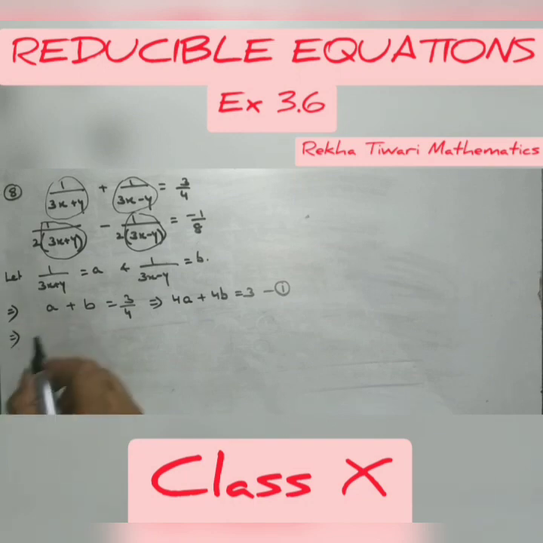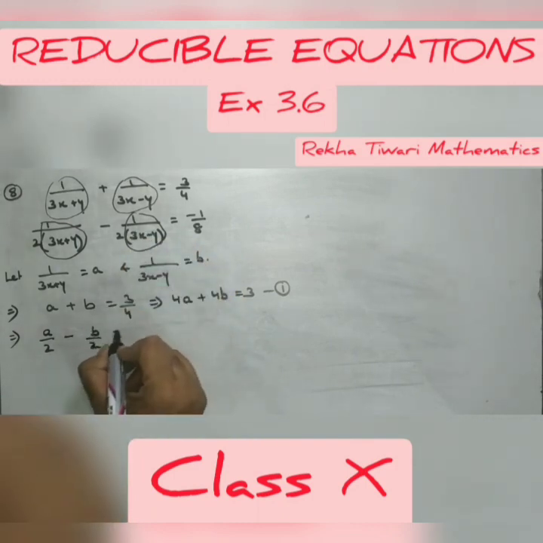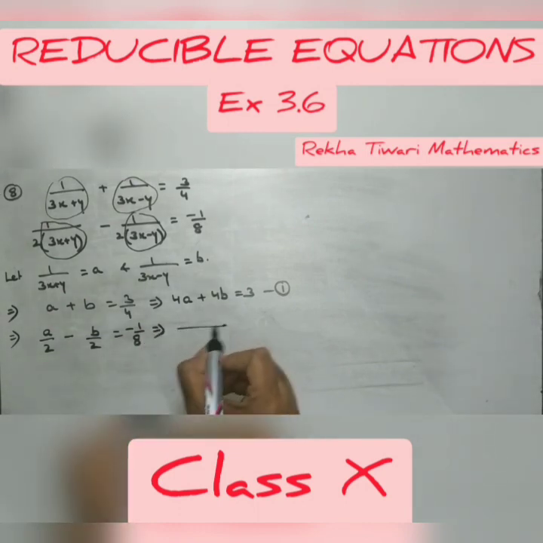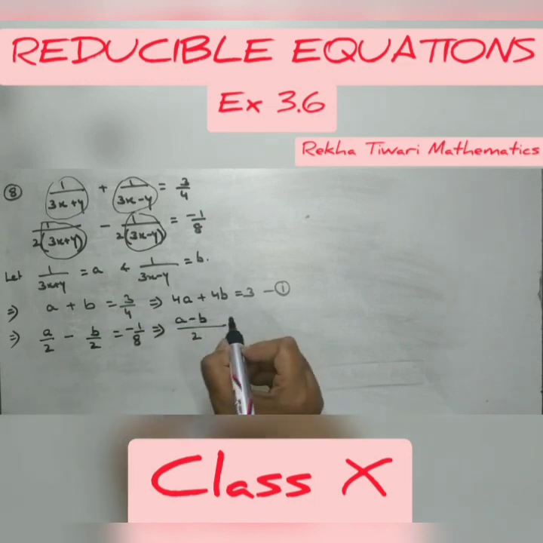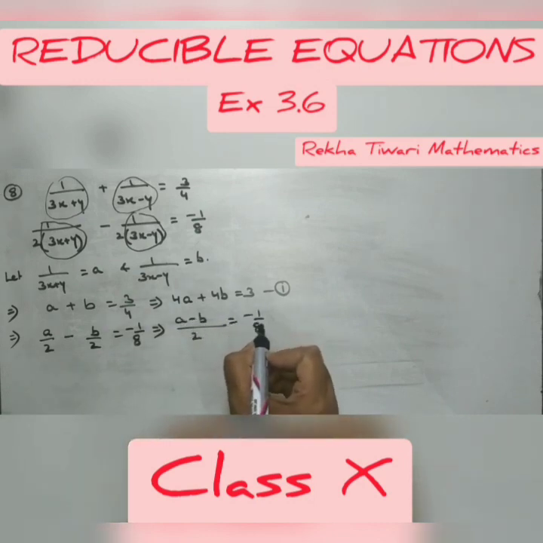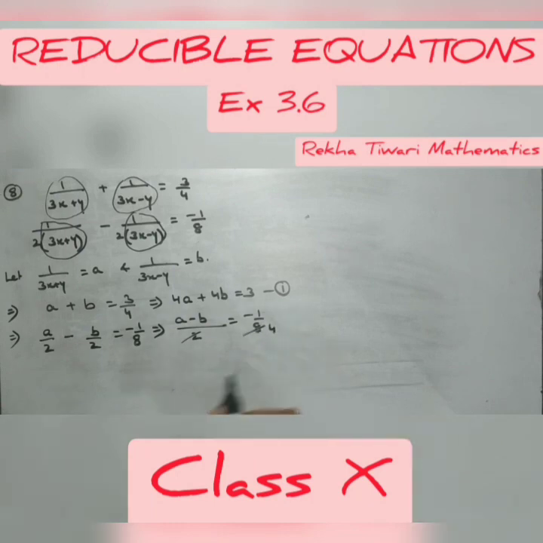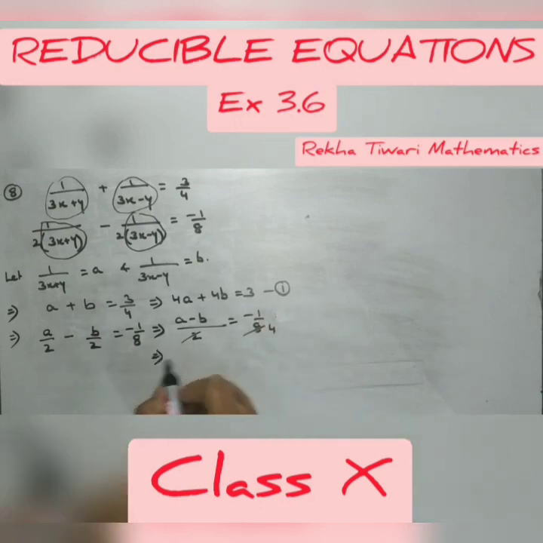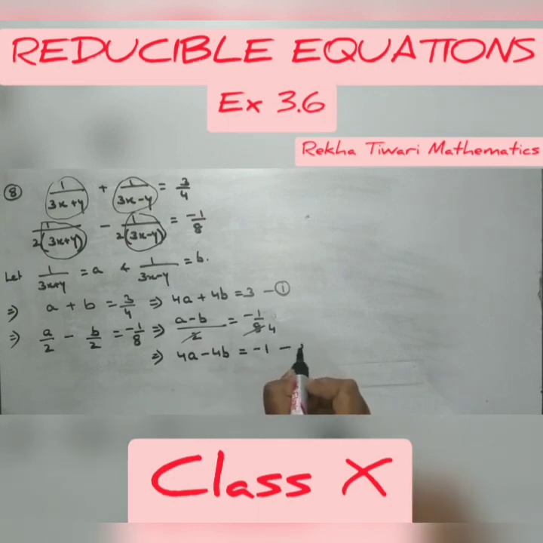Assume this as equation number 1. Change the second one. Second one becomes, this one is a, so this is a by 2 minus, this one is b, so b by 2 equal to minus 1 by 8. Take down the LCM. A minus b by 2 equal to minus 1 by 8. You can cancel this. So this changes to 4a minus 4b equal to minus 1. Equation number 2. Solve these two equations to get the value of a and b.